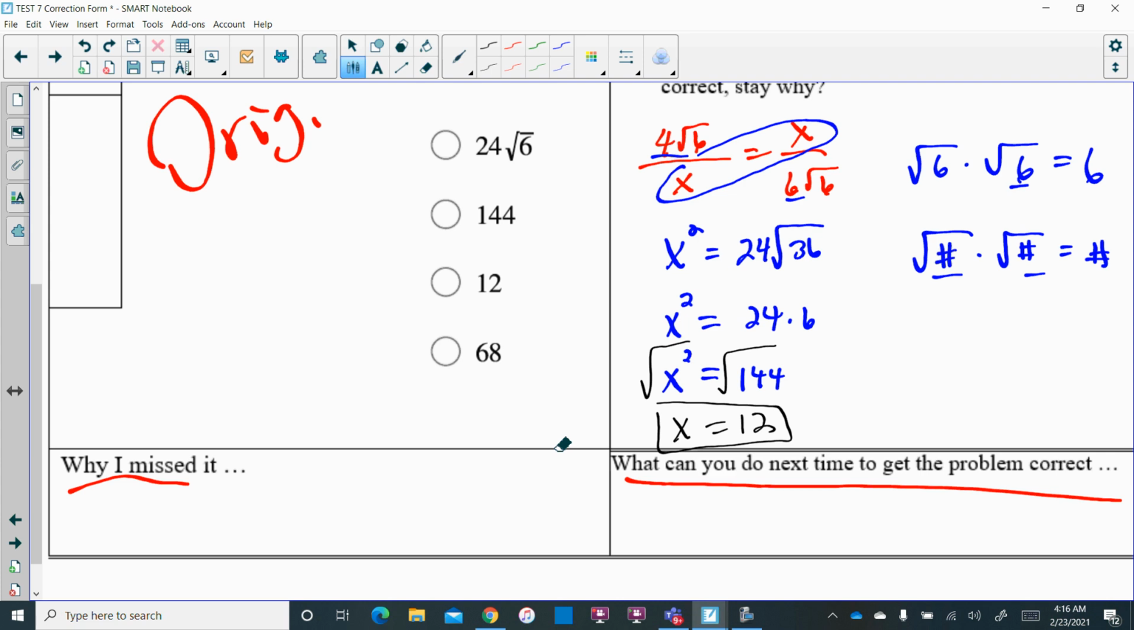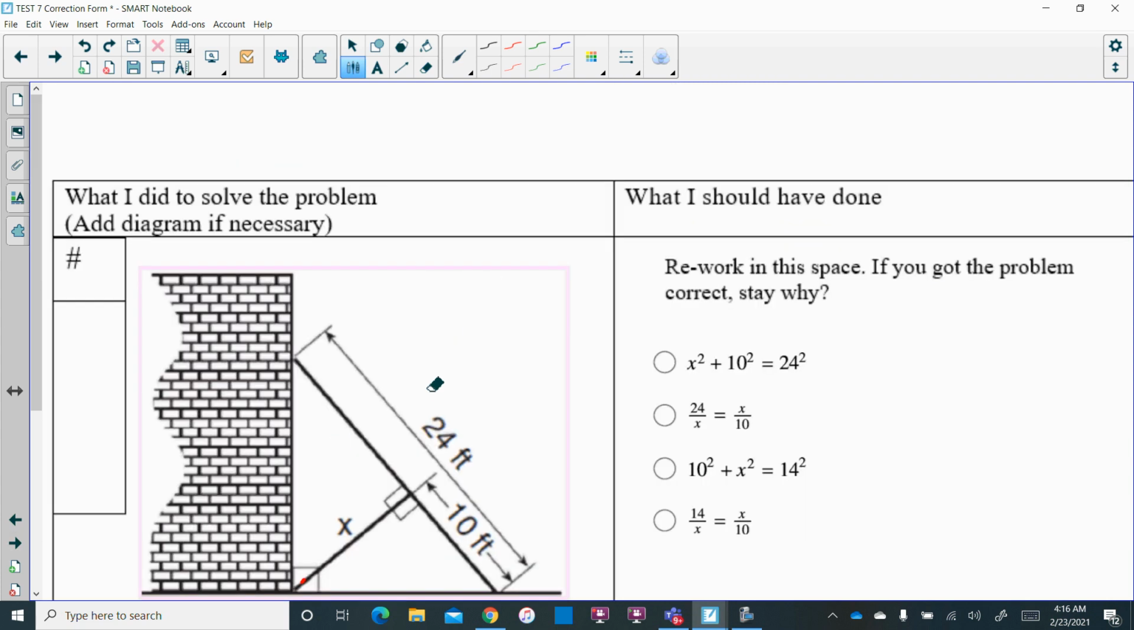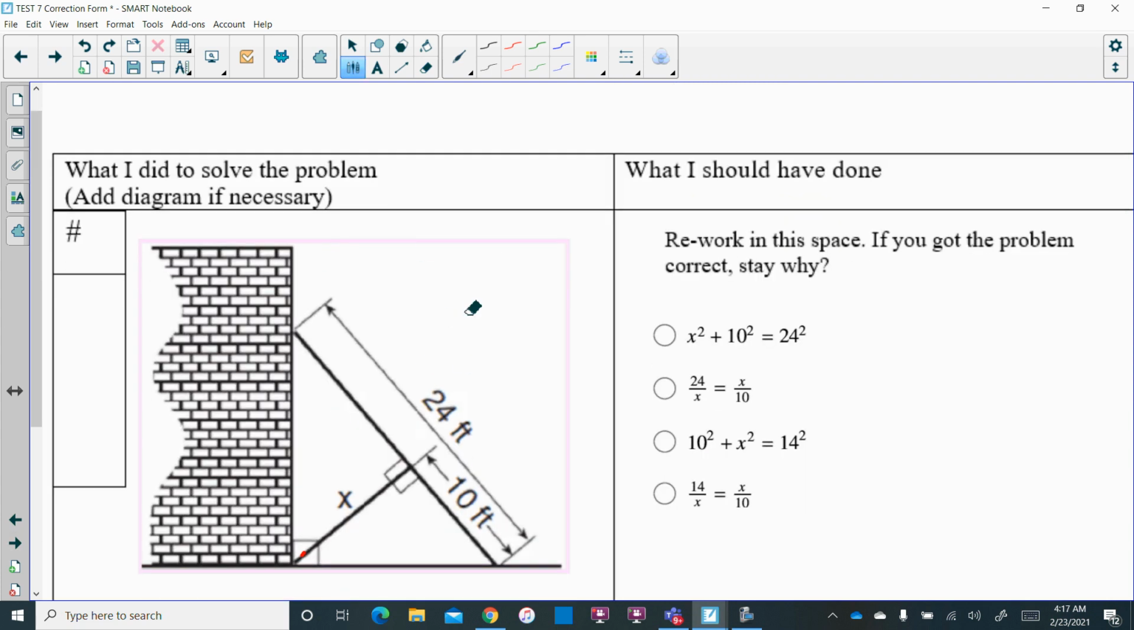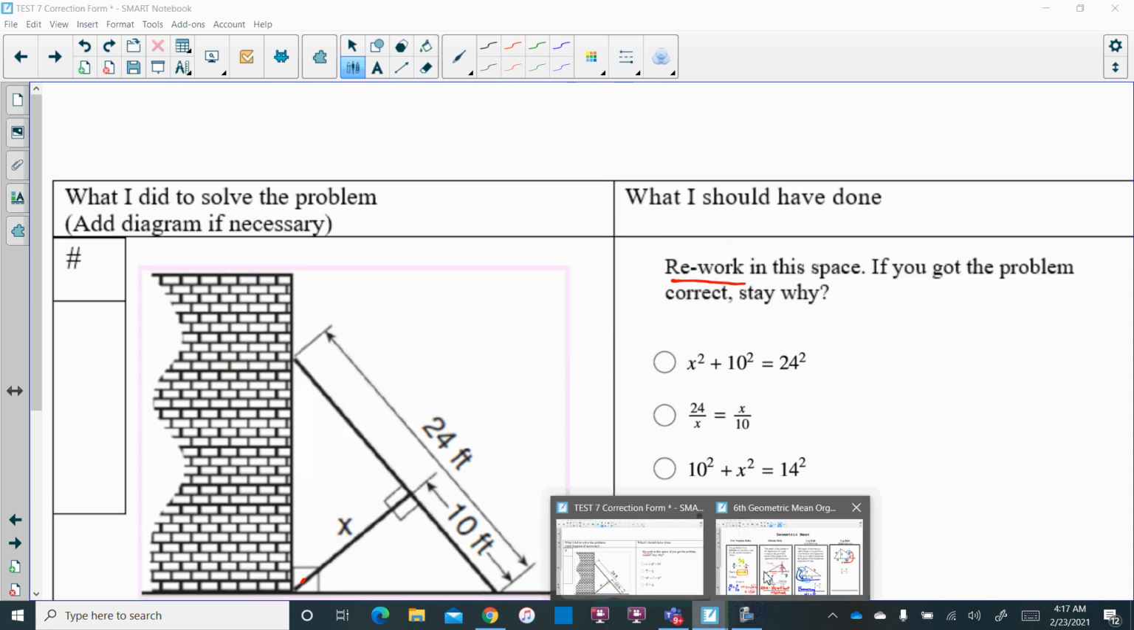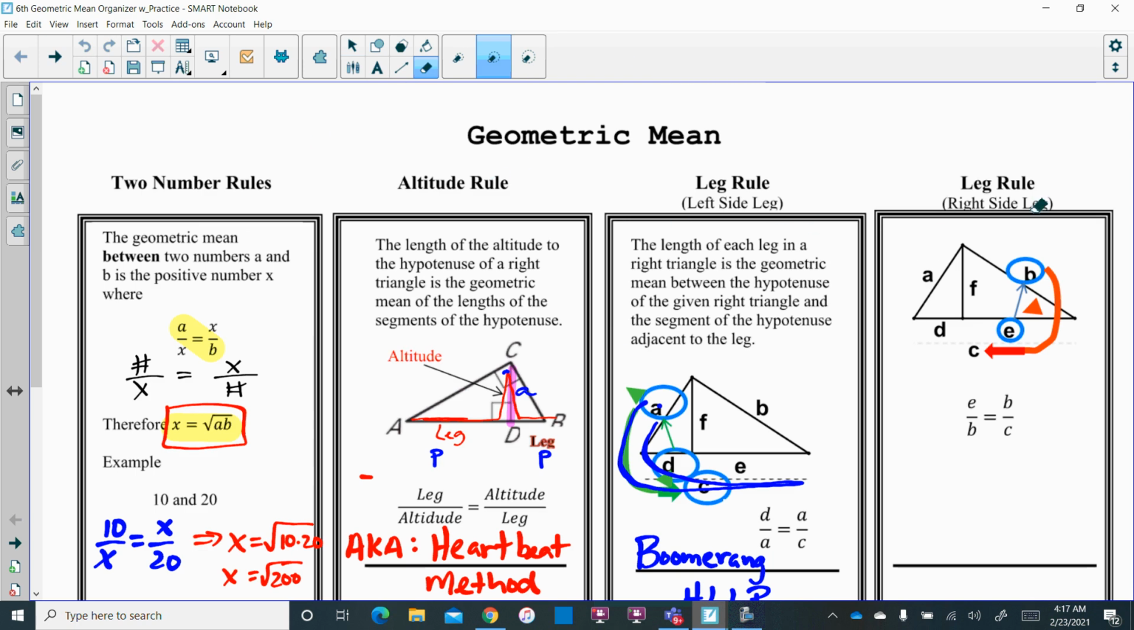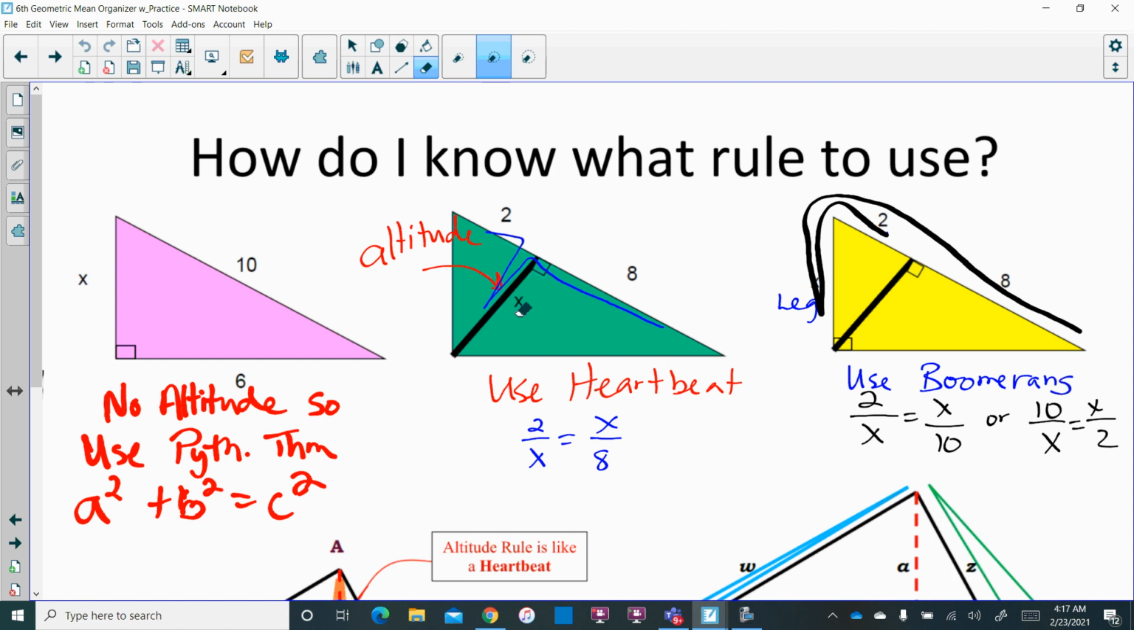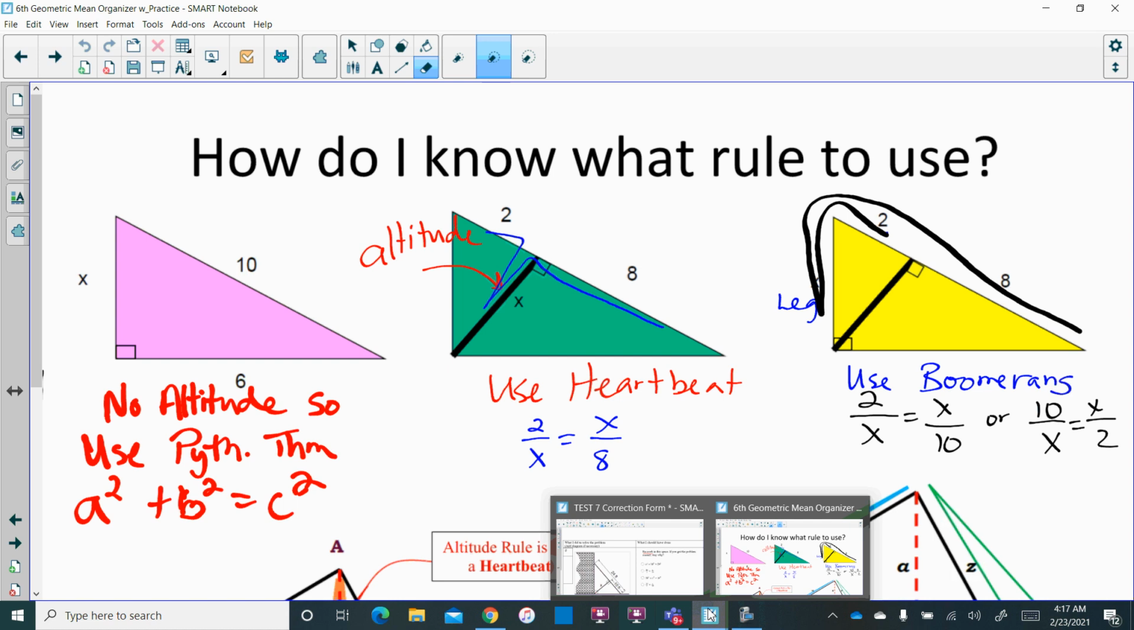Now, what we're going to do on the next set, the next ones are dealing with actual diagrams. One of the things is how you could use your notes, because they tell you the two different rules, but how to know when to use it. So like here's an example. If I'm trying to find the altitude, it says use heartbeat. If I'm trying to find the leg, it says use boomerang. This is what we did in class.